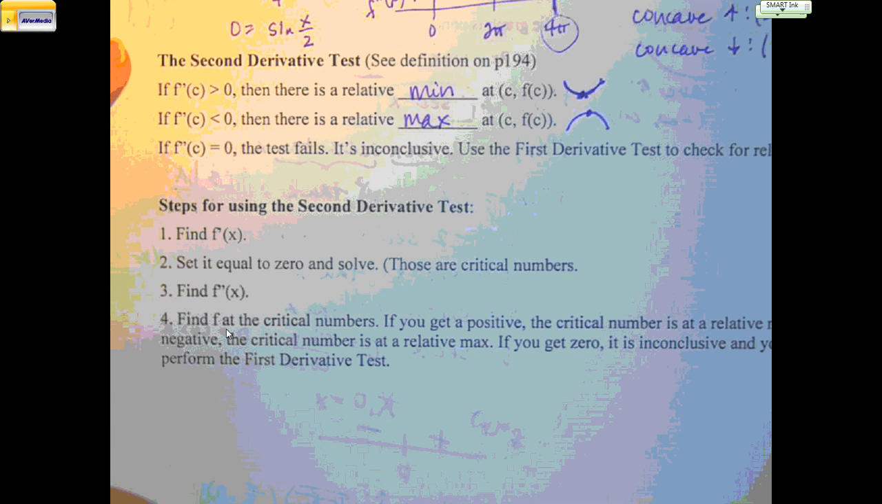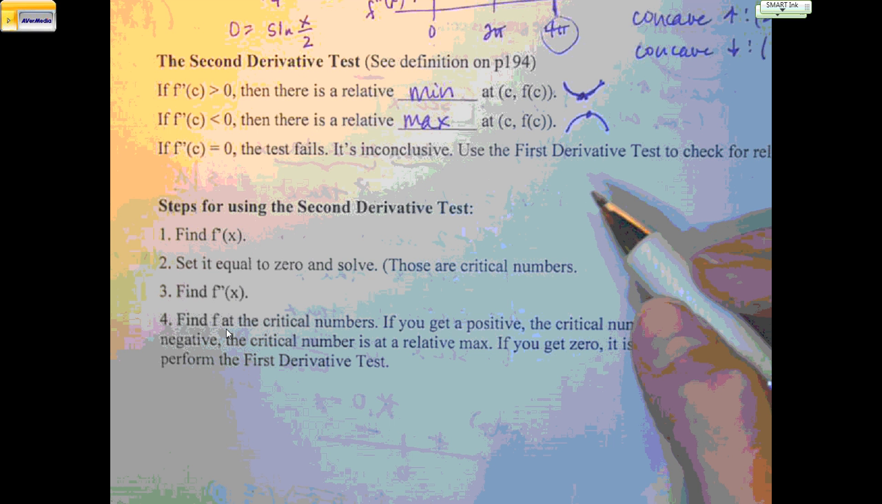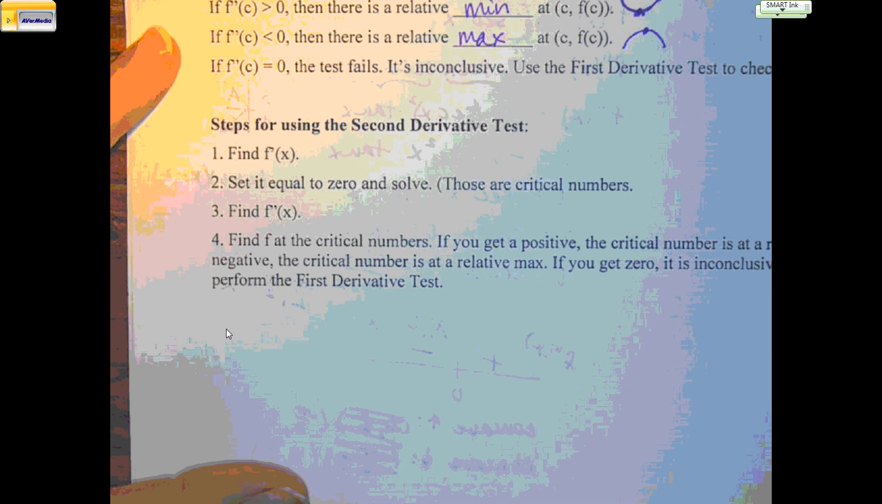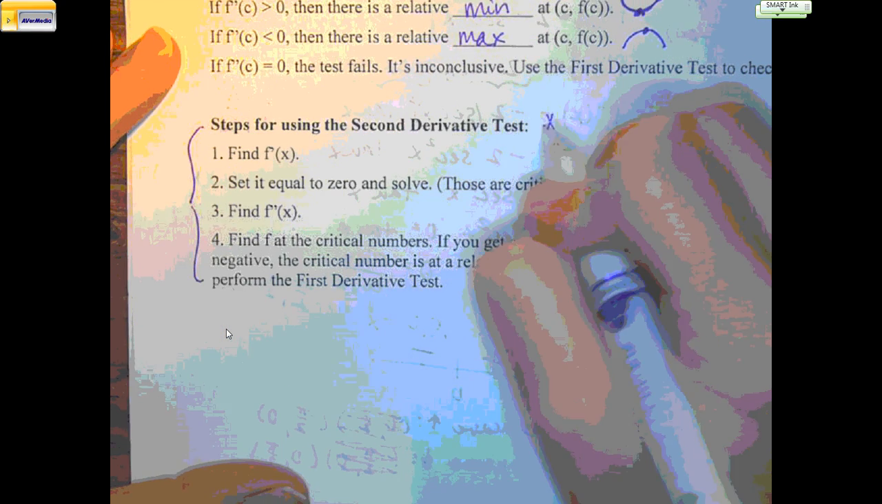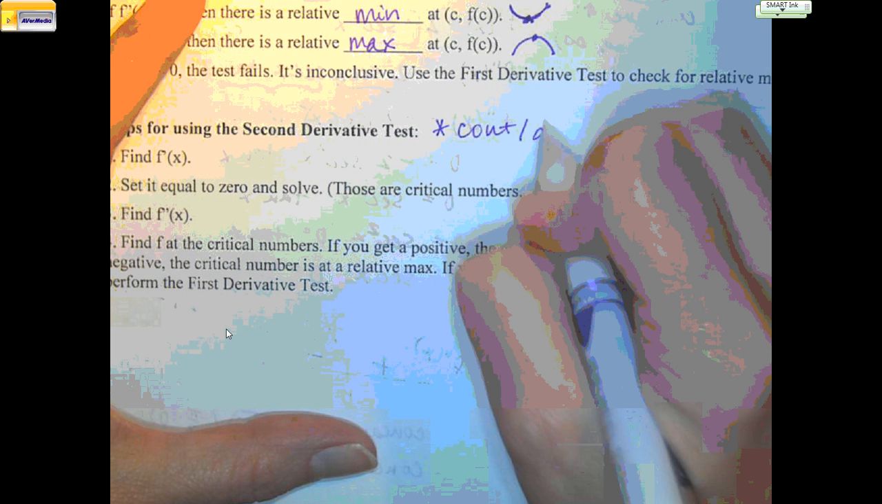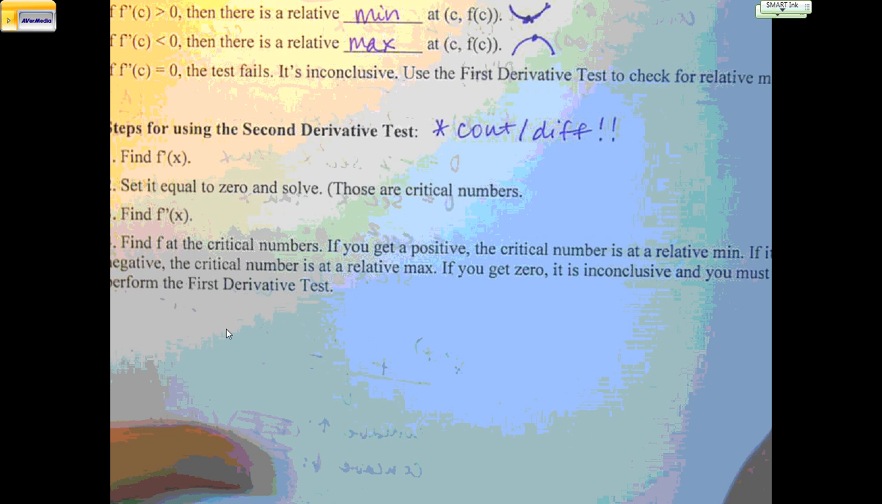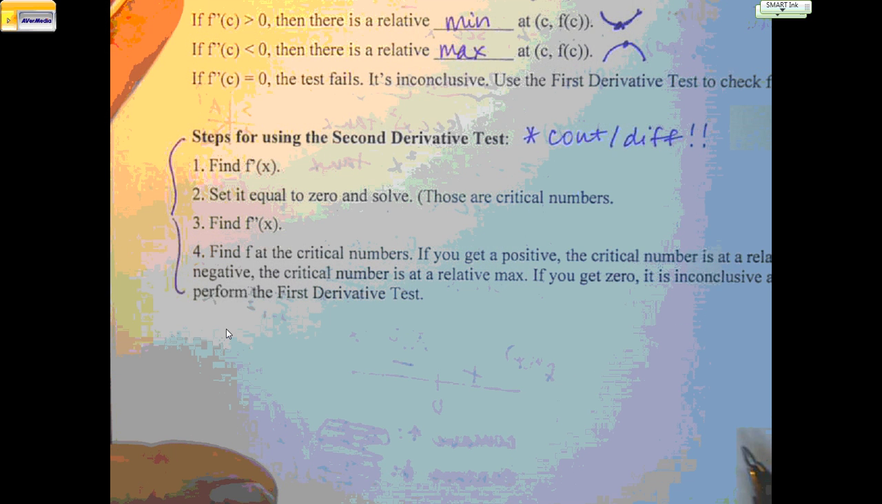They ask you for it, you have to do it, and in your book it's going to ask you to do the second derivative test. So that's kind of where we are here. You just have to follow directions. I wrote up some steps for doing your second derivative test. All of those steps are preceded by checking for continuity and differentiability. And this is where it's a little bit different, because we're not going to do that fancy little number line we've been doing.